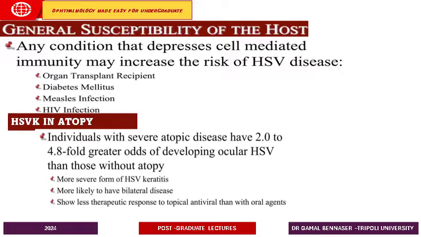And also, they have less response to the antiviral medications. They found that atopic people have less response to antivirals, either topical or systemic antiviral medication. So this is another category. They have an altered immune system. They have a general susceptibility to HSV keratitis, like in children and in atopic people.